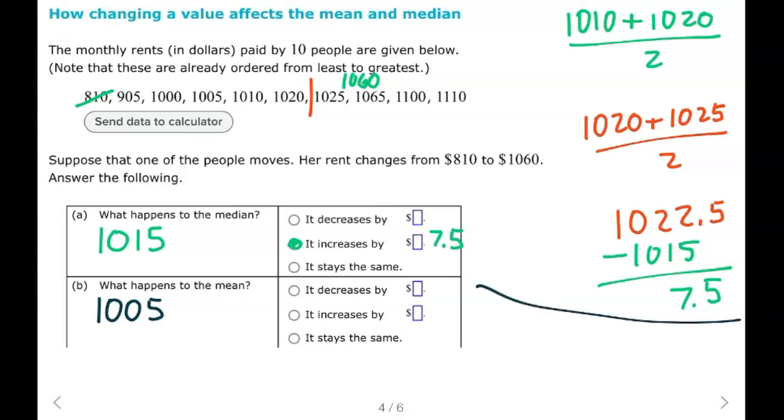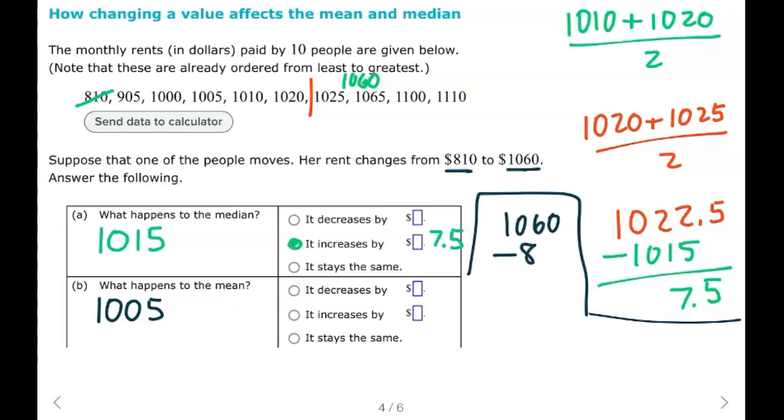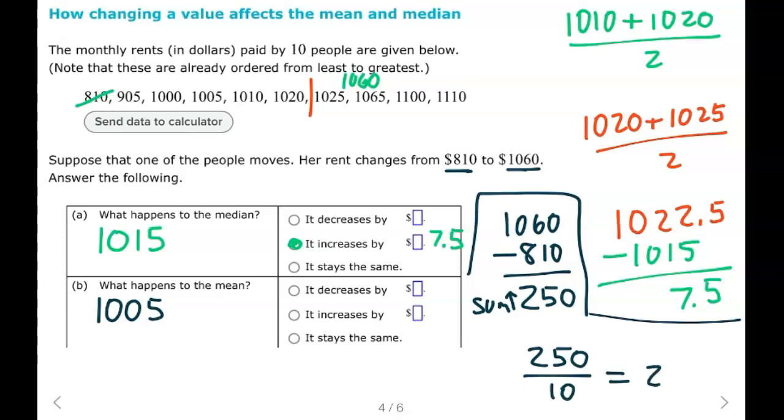All right, if 810 changes to 1060, well, what happened to our sum? Well, if we subtract those, we find the difference of 250. The sum increased by 250. So if we take 250 and divide it by, in this case, 10, then that means that the mean would increase by 25.